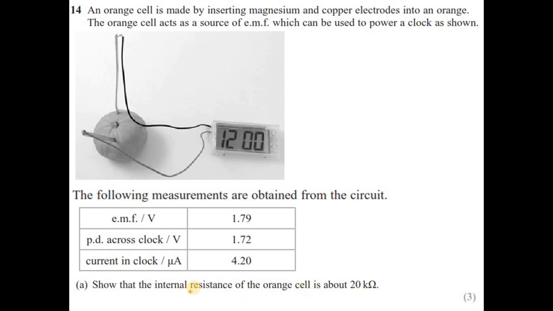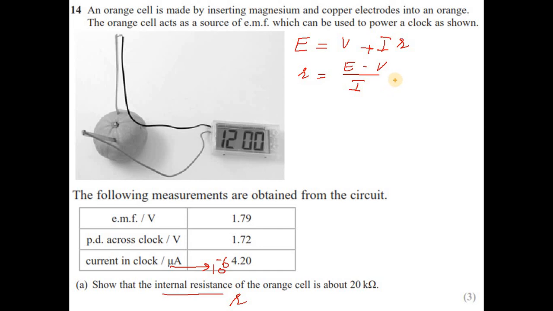You need to find the internal resistance, that means small r, and EMF and voltage are given. So we have the equation relating EMF and voltage: E is equal to V plus Ir. So you can rearrange for internal resistance: r is (E minus V) divided by I. If you put in all the numbers, E is 1.79, V is 1.72, I is 4.2, but don't forget it's not 4.2, it's 4.2 times 10 to the power minus 6. It is a microampere.